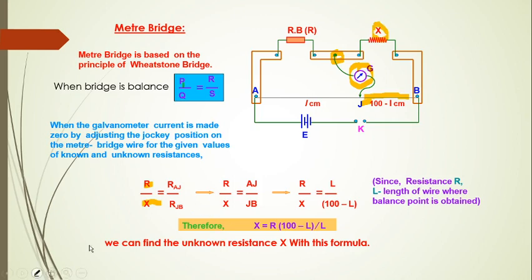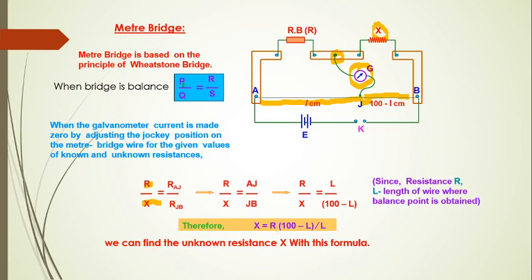So R divided by X equals AJ divided by JB. The balance point is obtained at length L from A to J, and the total length is 100, so the remaining length is 100 minus L centimeter. Rearranging, X is equal to R into (100 minus L) divided by L. By this formula we can find the unknown resistance.